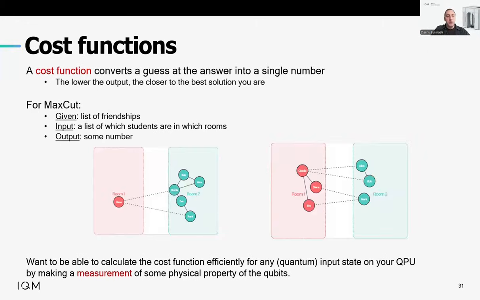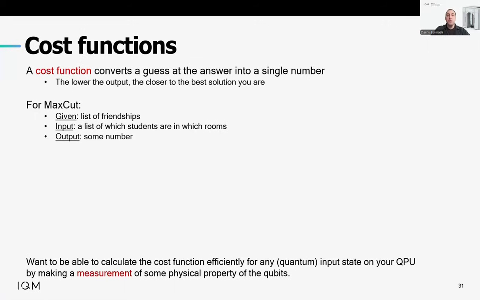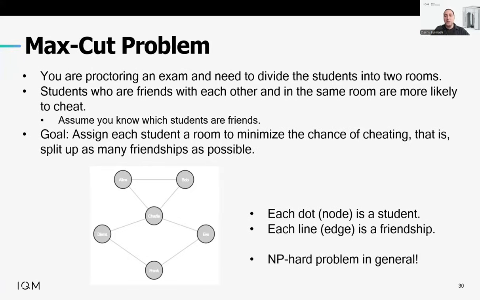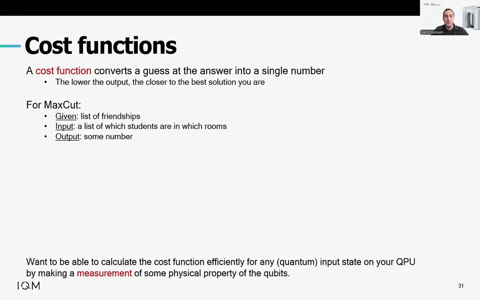So remember what we talked about with cost functions. That's the thing we want to optimize. In order to turn this into a problem we can solve on our quantum computer, we need to determine a cost function for this problem. A cost function converts a guess at the answer into a single number. The lower the output, the closer to your best solution you are.